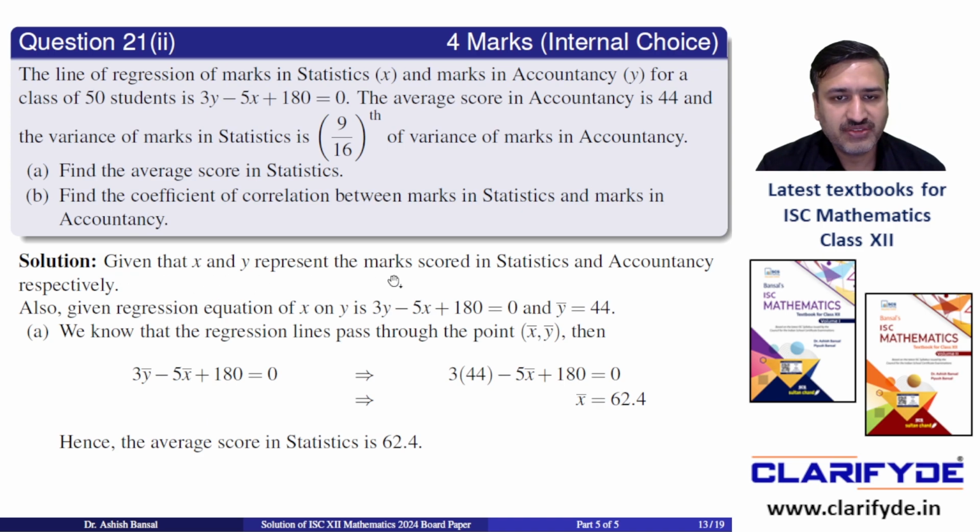So we are given that x and y represent marks scored in statistics and accountancy respectively, and we are given the regression equation, which is 3y minus 5x plus 180 equal to 0. Also we are given y bar equal to 44. So we know that the regression lines pass through the point x bar, y bar. So we put the coordinates of this point in this equation. We get 3y bar minus 5x bar plus 180 equal to 0. Putting the value of y bar and simplifying for x bar, we get 62.4, which is the average score in statistics.